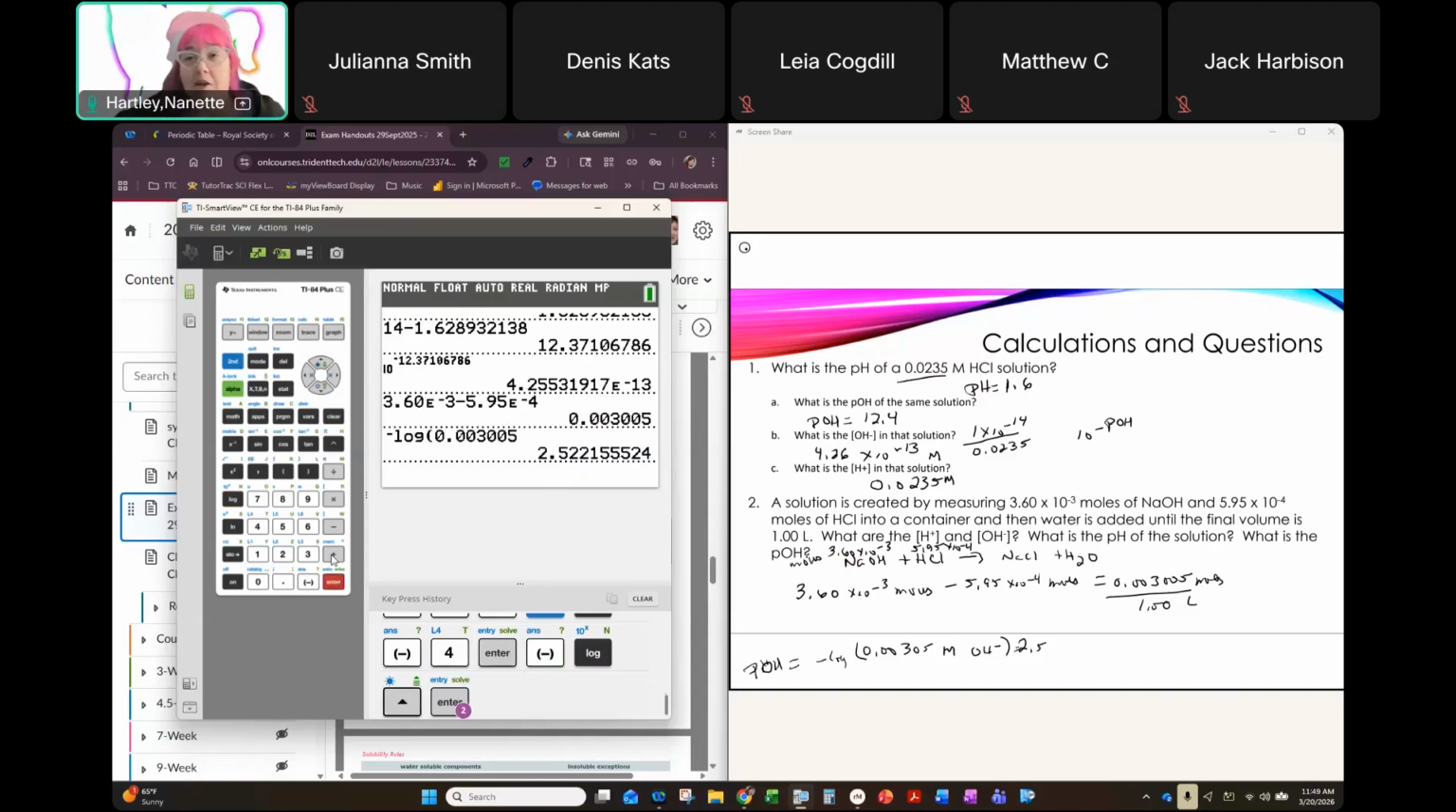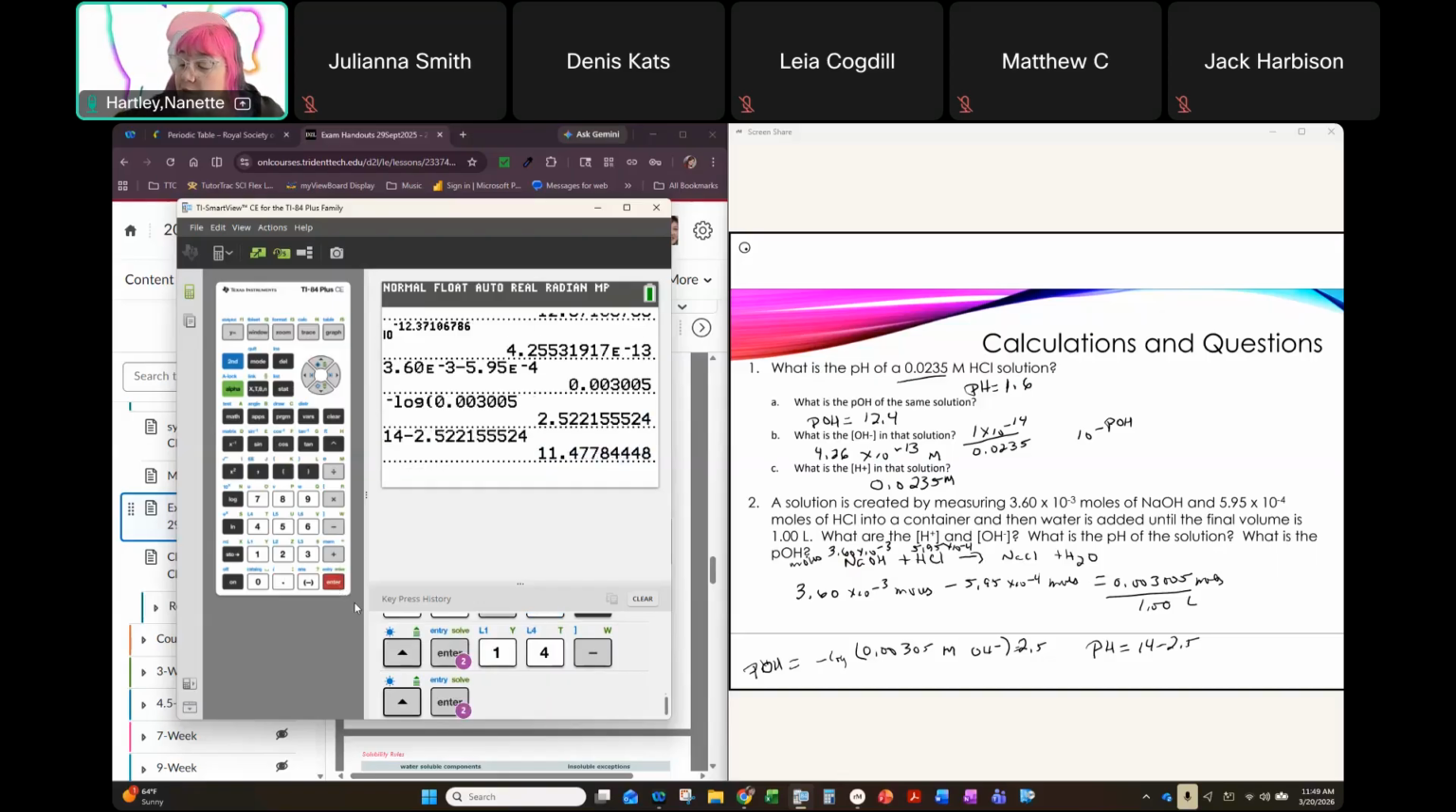So that's my pOH. pH is equal to 14 minus the 2.5. And no, I cannot do that math in my own head because it's not exact, but that's okay. I'm just that bad. And that's 11.47, which I'm going to round to 11.5.